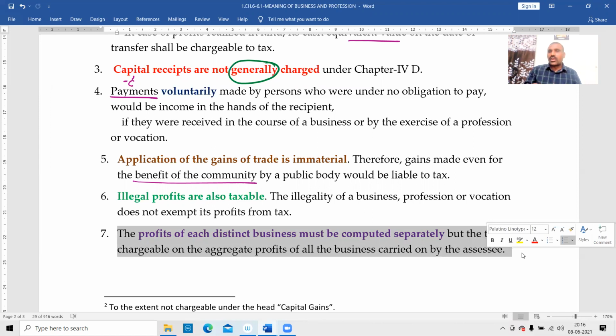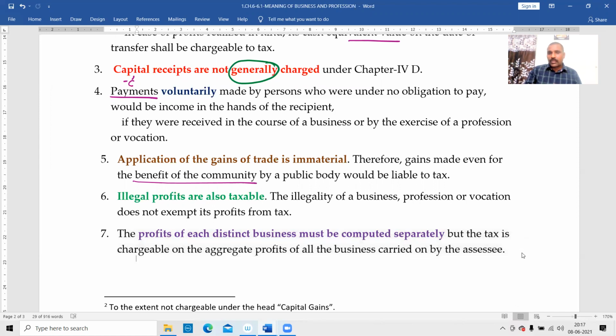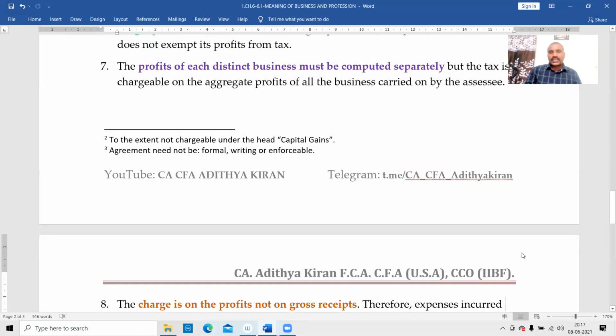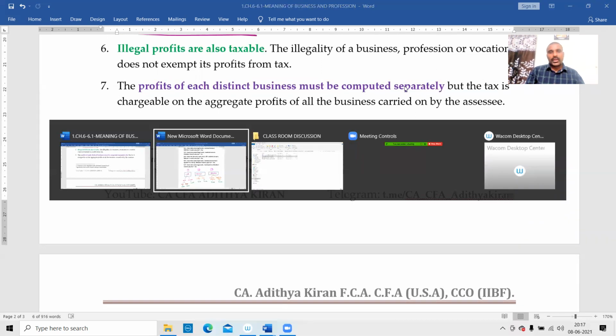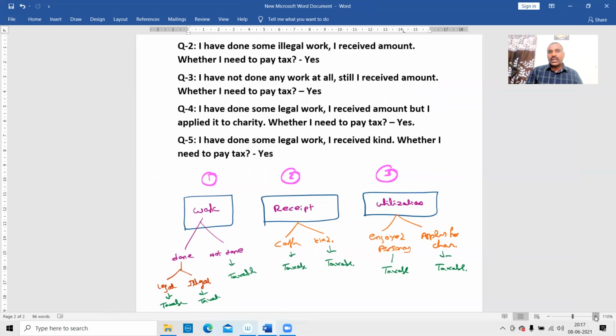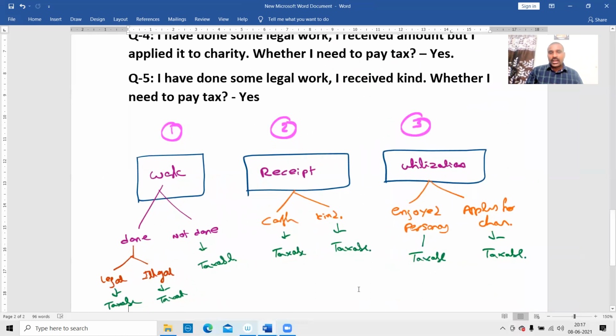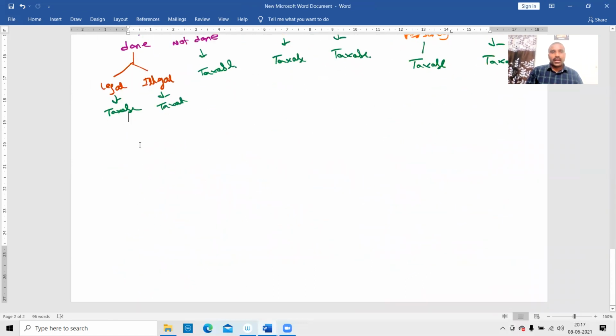Both are given in the study material only, but there is some conflict between this point and that point. Okay, we'll discuss it later. For the time being, focus on this concept. The profit of each distinct business must be computed separately. Computation of profit is separate for each business, whereas computation of tax payable is aggregate for all business. Very important concept.